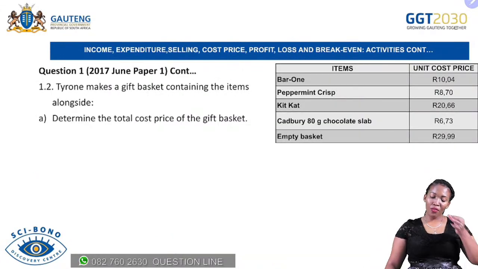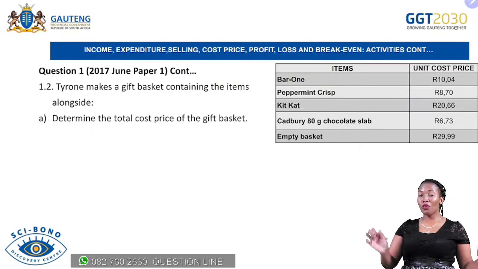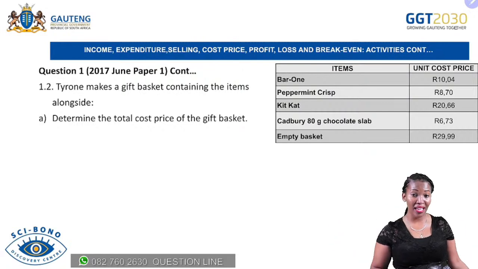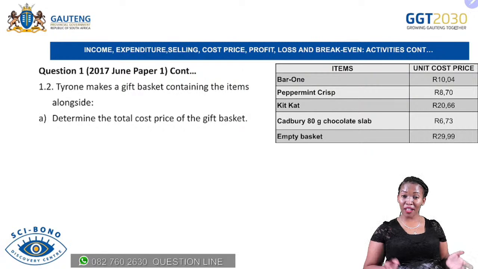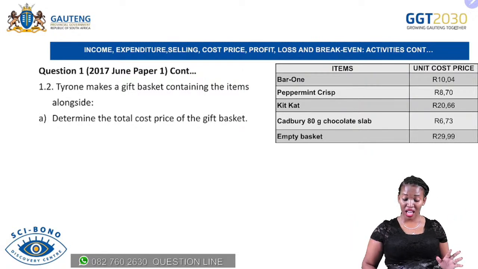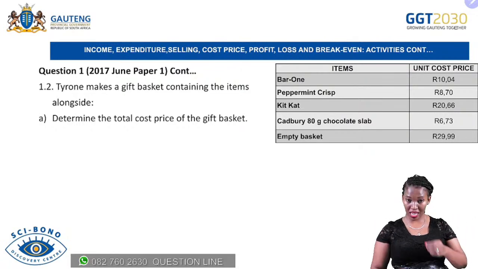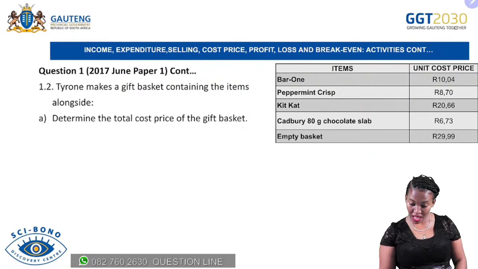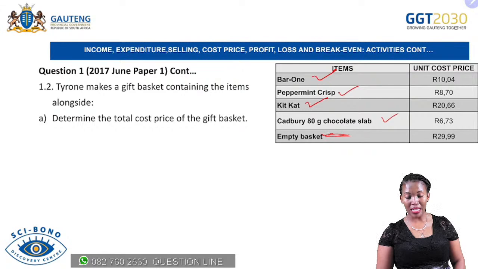And then Tyrone makes a gift basket containing the items alongside. So if you wanted to buy this gift set for your mom for Mother's Day, or maybe it is your mom's birthday, or you just want to spoil your favorite teacher, your Meslit teacher, you can just order this basket from Tyrone. So this is what is included in the gift basket. There is a Bar One, there is Peppermint Crisp, there's KitKat, there's Cadbury, there is also the basket.